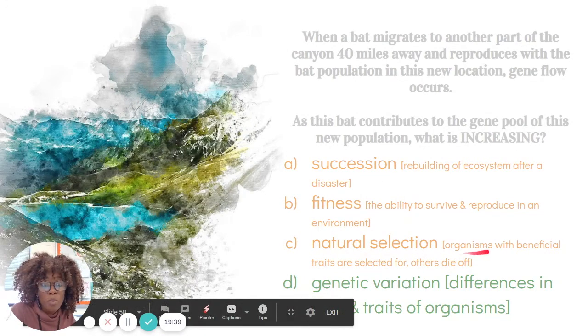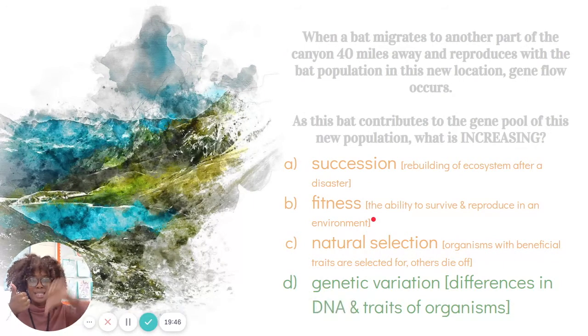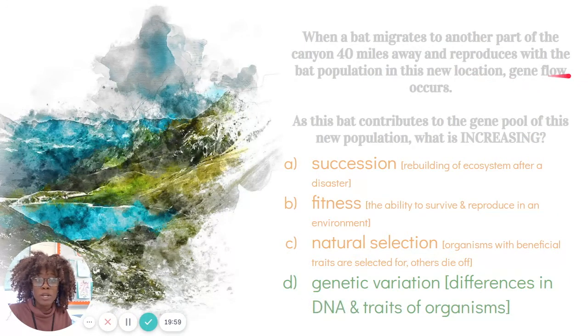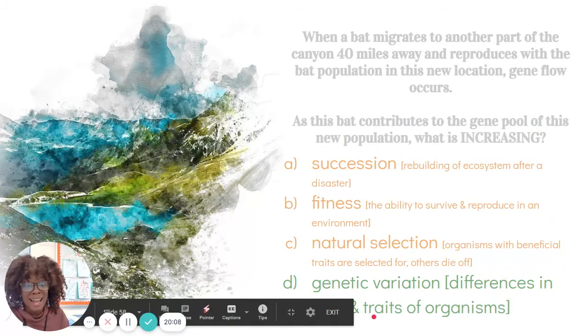Natural selection is when organisms with beneficial traits are selected for and increase in the population, while others are selected against and die off in the population. Did it say anything about that? No, not at all. Okay, so genetic variation is the differences in the DNA and traits of organisms. We're saying gene flow occurs. We know that gene flow increases genetic variation because it's introducing new DNA into an already existing population. So it's introducing new and different DNA, then boom, that's genetic variation.